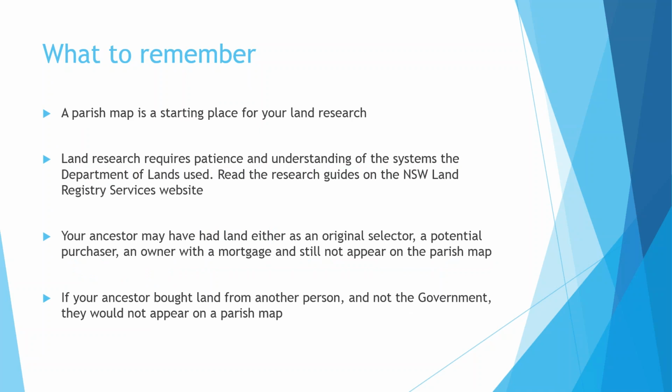So what do I want you to remember from this? That a parish map is a starting place for your land research. That land research requires immense patience, and you need to understand the systems that the Land Department used. So read the research guides on the New South Wales Land Registry Services website to inform yourself. Your ancestor may have owned land, but they may not show up on the parish map. If the land was mortgaged, their name's not going to be there. And if they bought it from another person and not the government, their name's not going to be there.